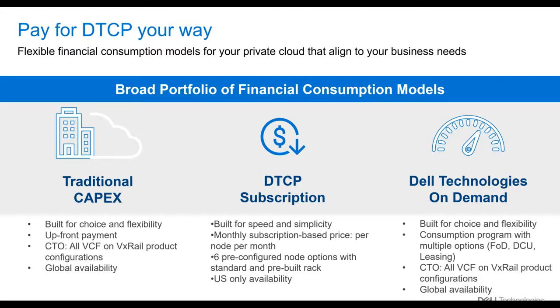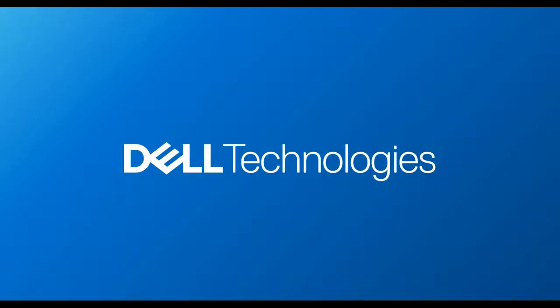So we have that portfolio of financial consumption models along with these choices of technologies, because ultimately we look at customers adopting cloud as a combination of people, process, and technology. And so we need to make sure that we align to all of these different people areas and financial business model areas on top of providing best-of-breed technology to do it. And so that really covers what I wanted to highlight as far as anything that's new.